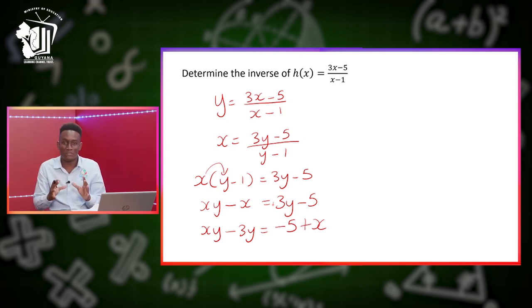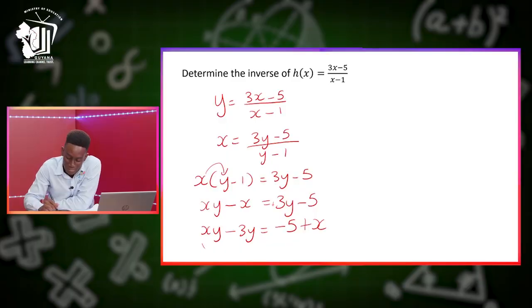Remember, the whole objective is to make y the subject. So we have two y's together. Of course, these are not like terms, so we cannot say we add them together and then take over. They are two unlike terms. So how can we turn these two terms with y into one y? We can do something that we learned previously. We can factorize this side of the equation.